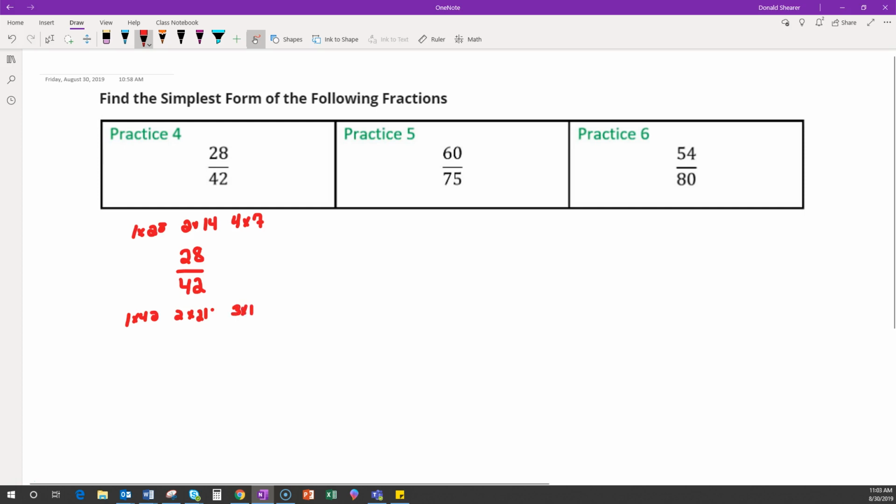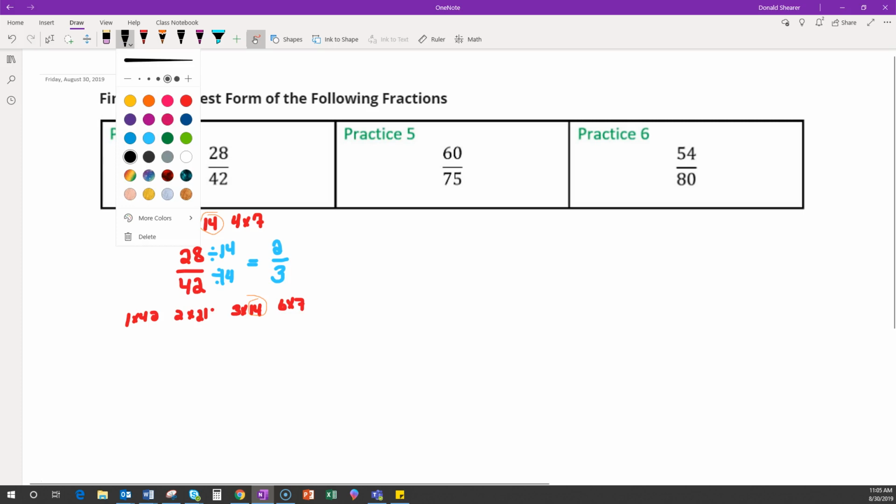3 and 14. 4 is not a factor, 5 is not a factor, 6 times 7. So here, if we're looking, the greatest common factor in both lists would be 14. So divide both the numerator and denominator by 14. And we get 2 over 3. 2/3 is the simplest form of 28 over 42.